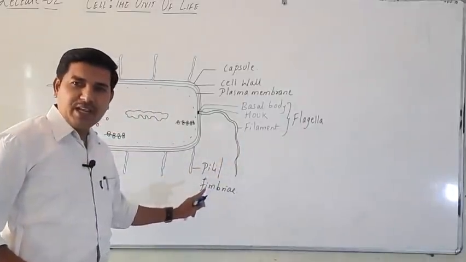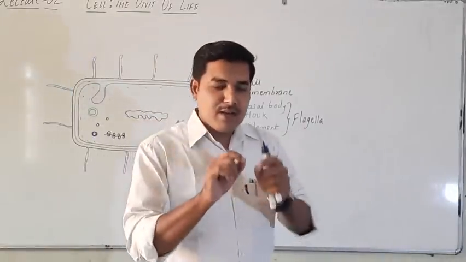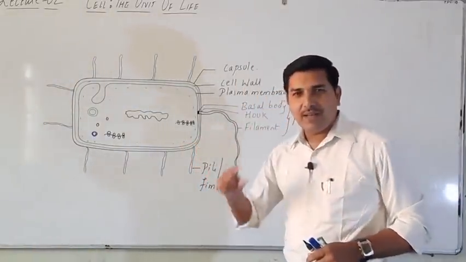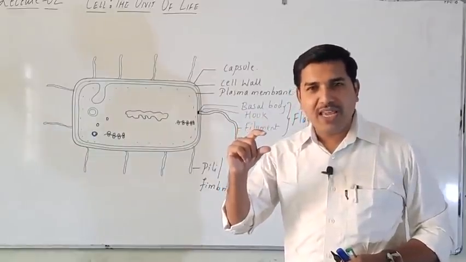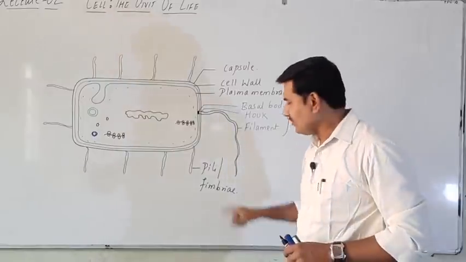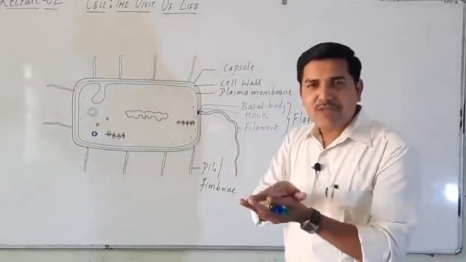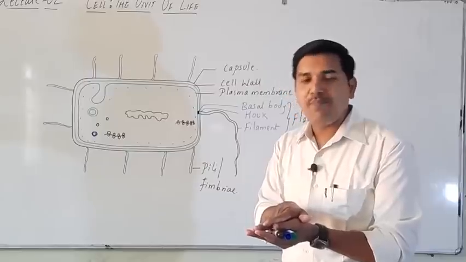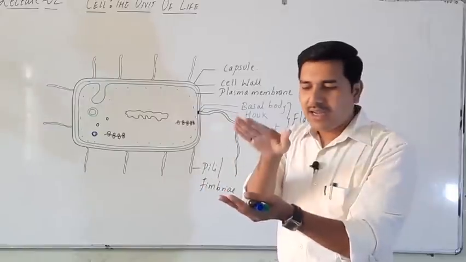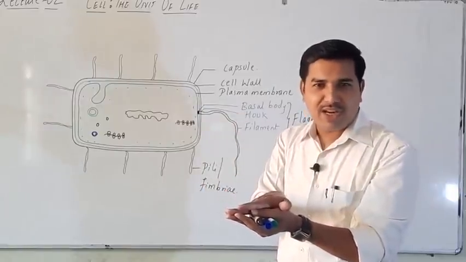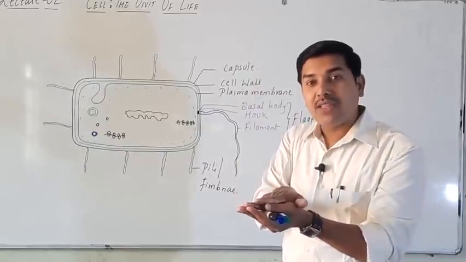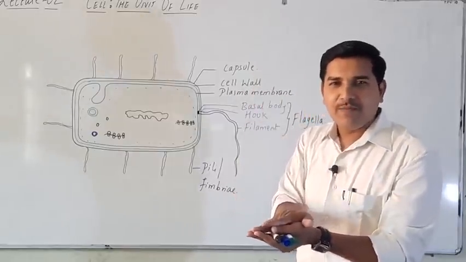Pili or fimbriae. Pili is a hair-like long structure. Fimbriae is a short and bristle-like structure, B-R-I-S-T-L-E, which helps in attachment of the bacteria to the substratum or to the host. Substratum means a stone in the water to which they attach. If they attach on a cell inside our body, it helps in attachment to the cell.